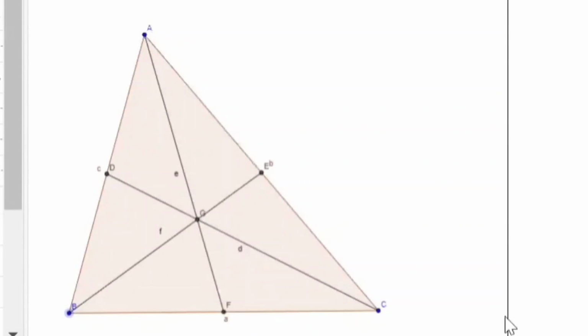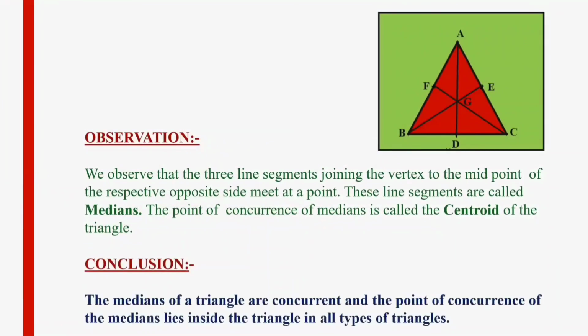So what is the conclusion that we make from this activity? The conclusion is that the medians of the triangle are concurrent and the point of concurrence of the medians lies inside the triangle in all types of triangles.